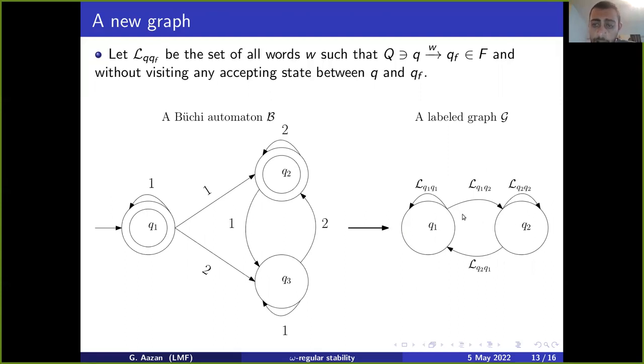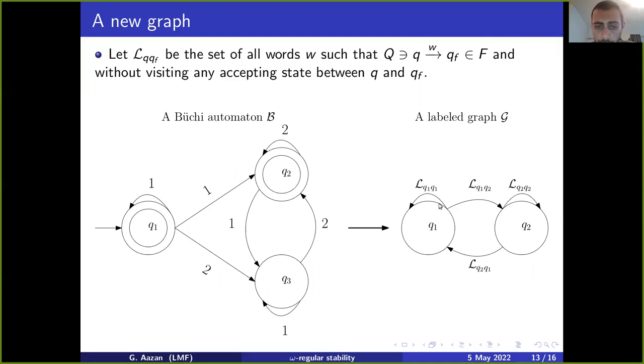This labeled graph can be seen as a Buchi automaton whose states are all accepting and initial states, and the transitions between states are over words in L_QQF. L_QQF is nothing but the set of all words that lead us from the state Q to the state QF, without visiting any state between Q and QF. For instance, if we take L_Q1,Q1, it contains the word 1 only.